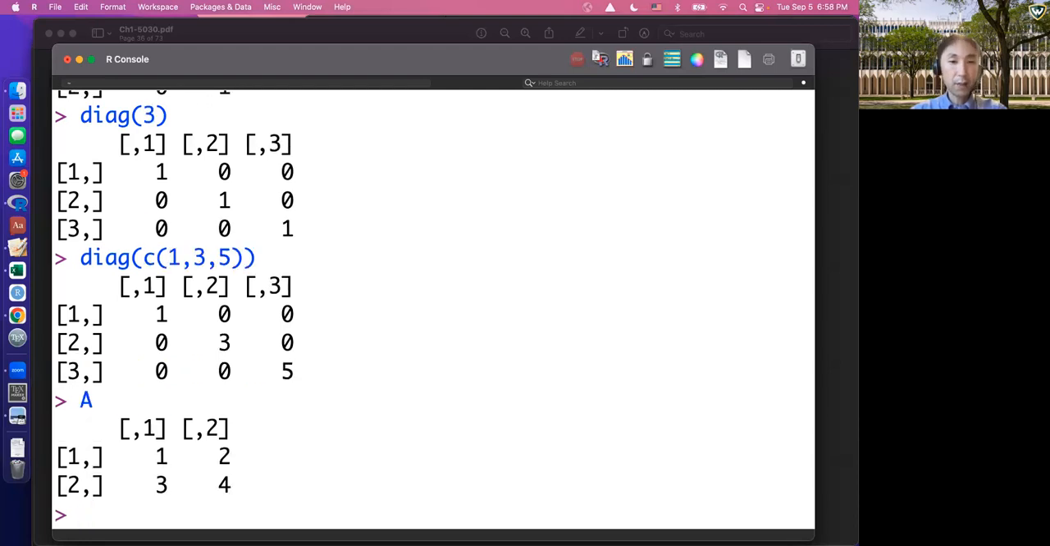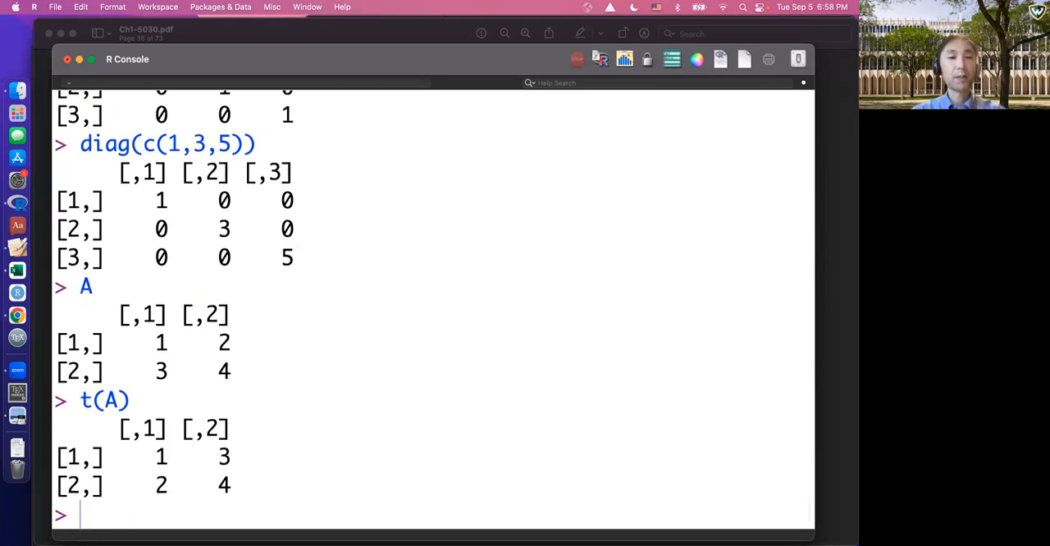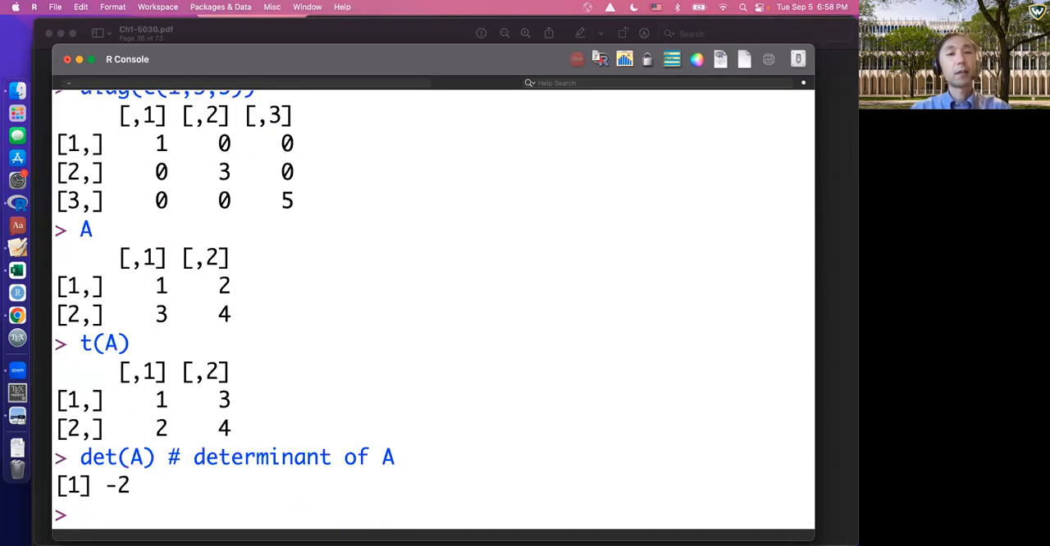Okay, so A is this matrix, and the transposed matrix of A can be generated by t of A. So this is pretty short code. So 1, 3, 2, 4. And the determinant of A is calculated by det of A.